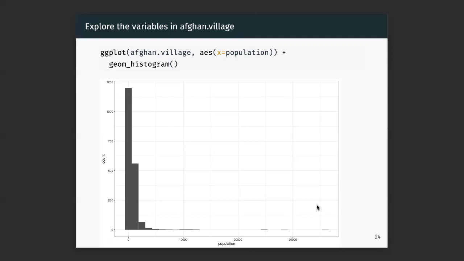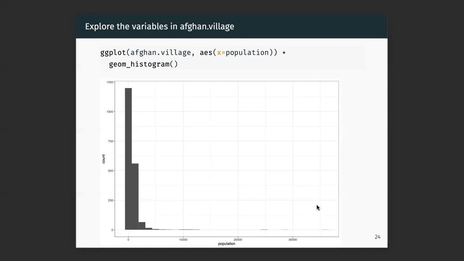Describe this distribution. It's weird. Not particularly informative, but I like it. What do we see?